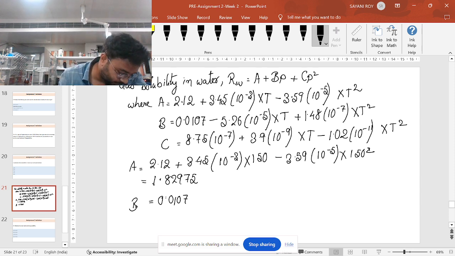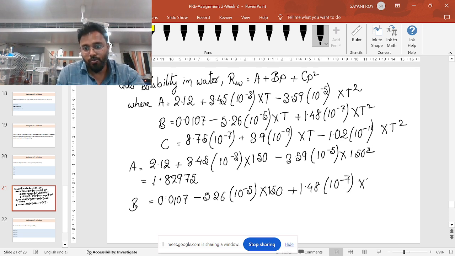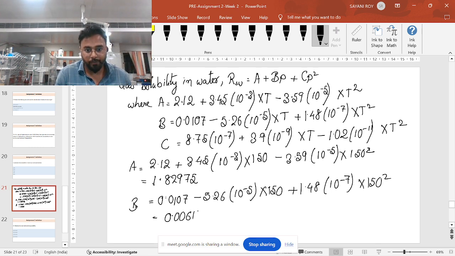Next, for B, the formula is 0.0107 minus 5.26 into 10 to the power minus 5 into 150, plus 1.48 into 10 to the power minus 7 into 150 square. If we solve this, the answer will come out as 0.00614. So let me go to the next slide.